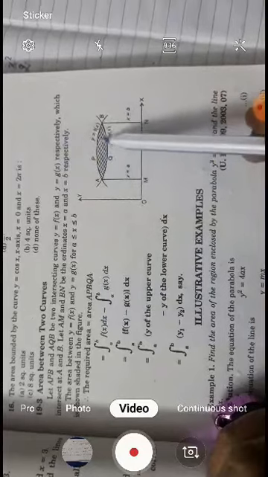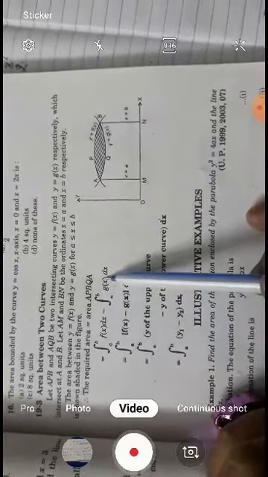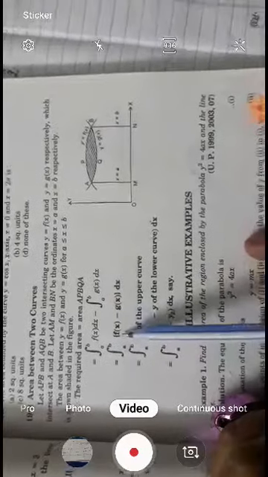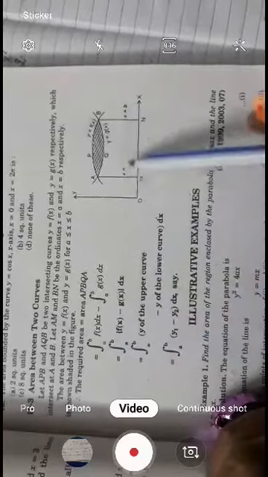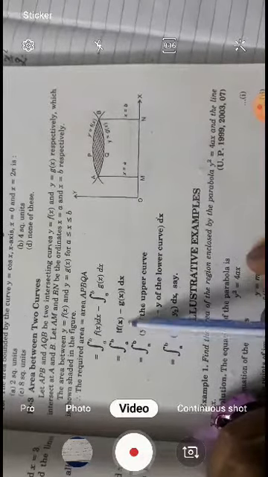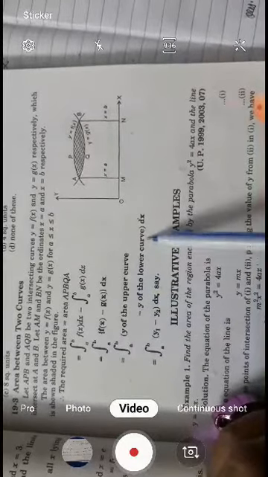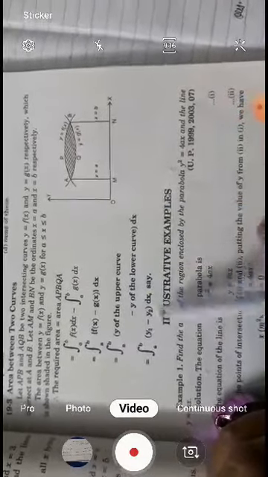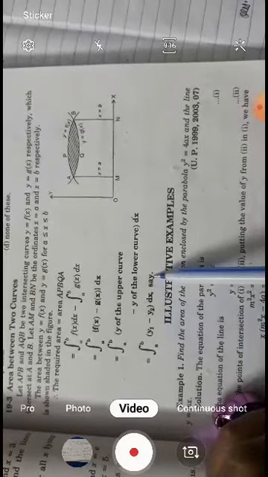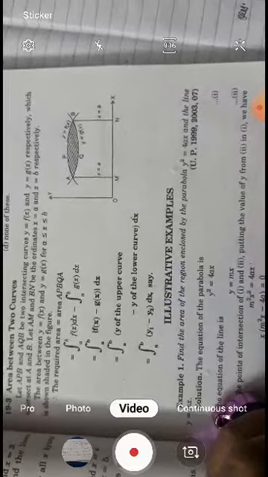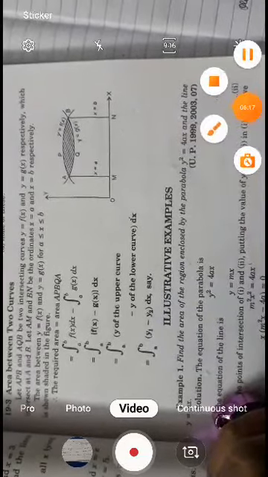This is the area which is shaded. We have to subtract both areas to get it, and we have to find the limit from a to b of f(x) minus g(x), that is, y of the upper curve minus y of the lower curve, dx. It means y2 minus y1, dx. This is the format for finding the value. Then how we will find the value, let us see.